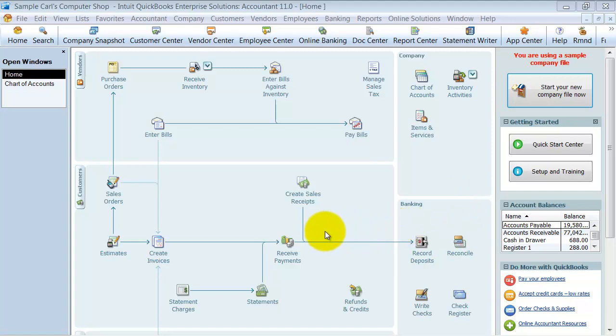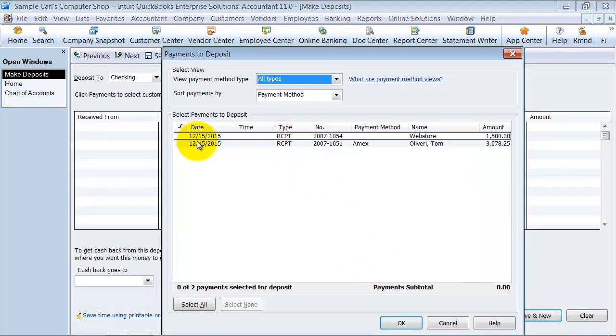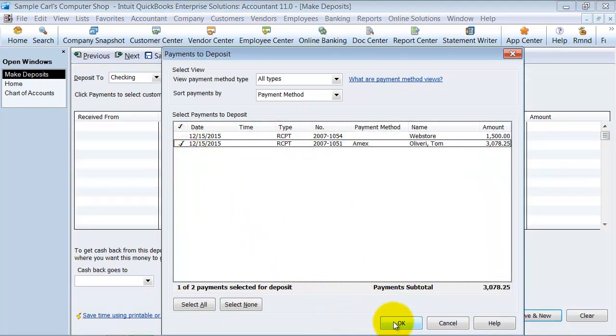So we're going to go ahead in here. You've already received the payment, obviously. We're just going to record the deposit. So we're going to go to record deposits. Okay, it's going to pop up my little screen. Here's my AMEX payment here. Say okay.